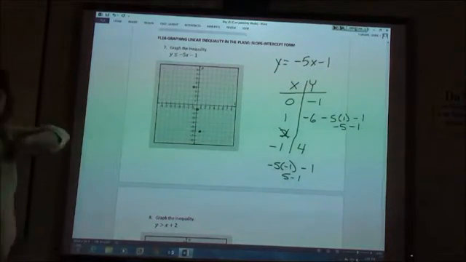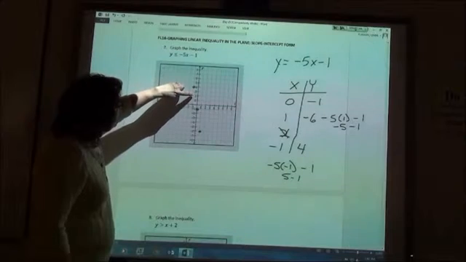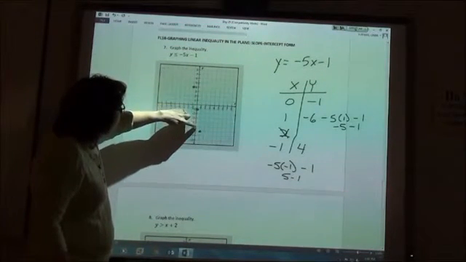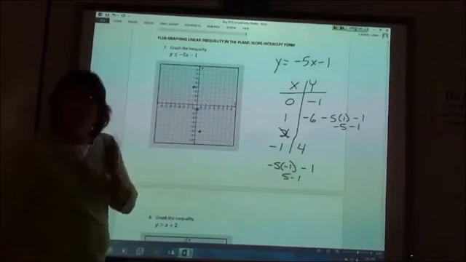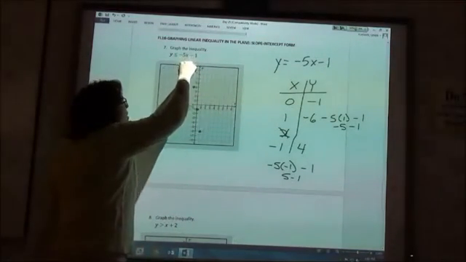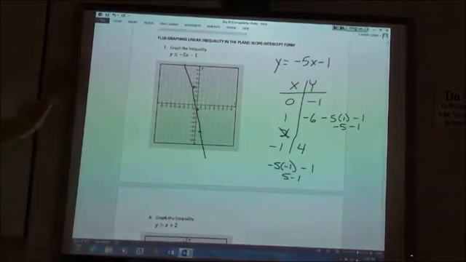We knew our slope was negative 5, so to get from one point to the next, I'm going to go 1, 2, 3, 4, 5 down and over 1. Sure enough, that's what I do. I go 5 down and over 1. I now can draw my line. I've got my line on there.